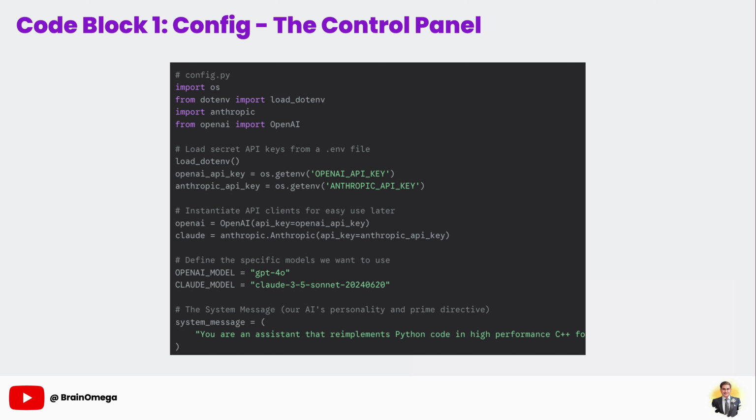We also define our model names as constants. This is great because if a new, better model like GPT-5 comes out, we only have to change the name in this one spot. Finally, we define our system message.